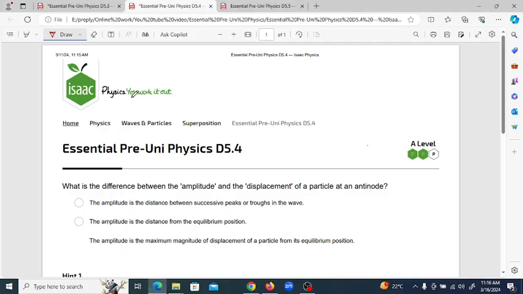Hello dear students, next essential pre-uni physics D5.4. So here, what is the difference between amplitude and the displacement of a particle at the antinode?